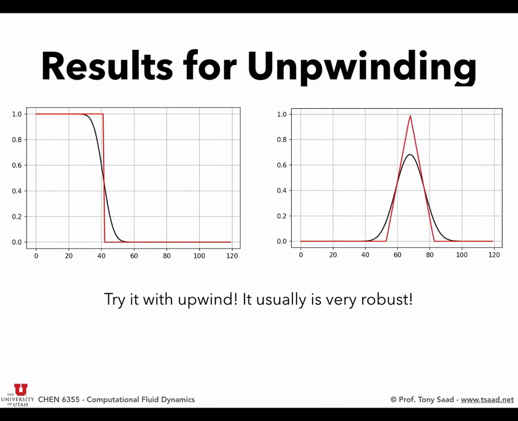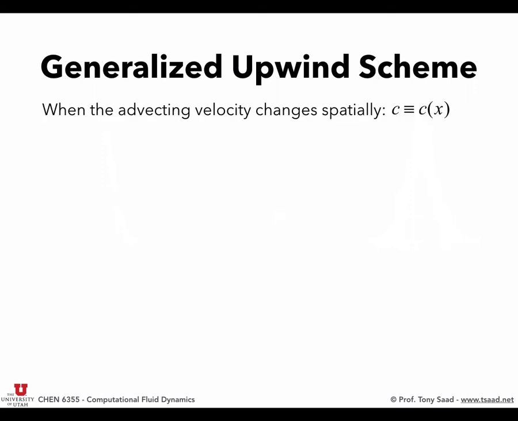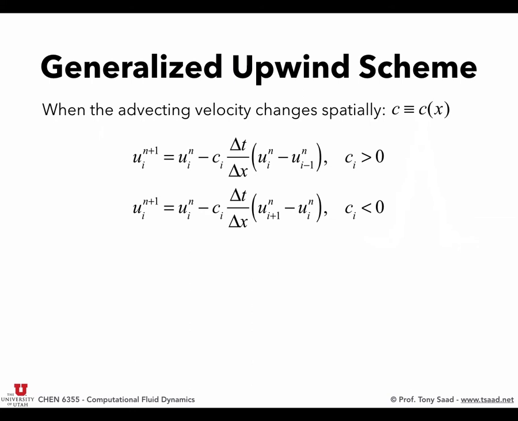Okay, and last time I discussed how we can generalize the Upwind scheme in the presence of a non-uniform advecting velocity, or an advecting velocity that changes in space, goes positive and negative. So we know that if at point I the speed is positive, then we're going to go with backward differencing. That's the Upwind, right? And if at point I the speed or the velocity is negative, then we're going to go with forward differencing.